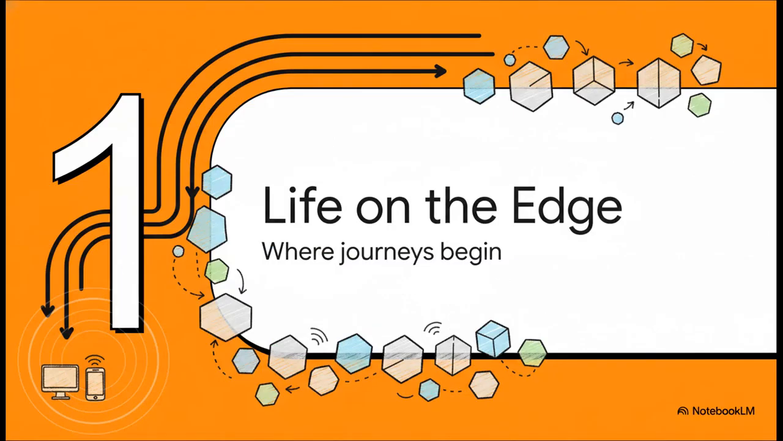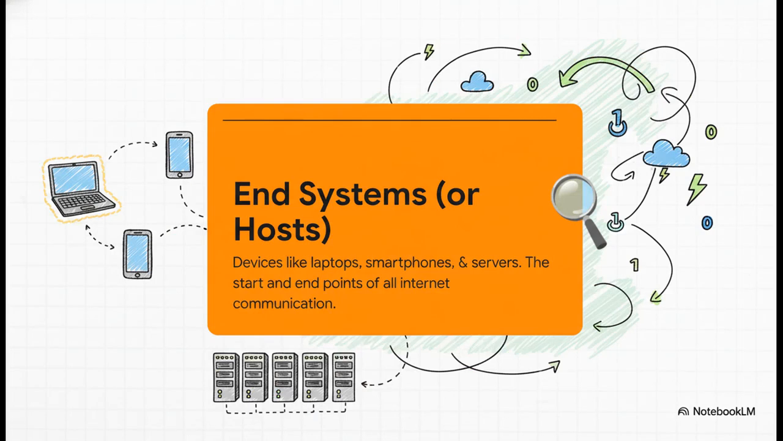So where does a journey like this even begin? Well, like any trip, it has a starting point. And for the internet, that starting point is a place called the network edge. The things that live on this edge are called end systems, or hosts. And this isn't some abstract technical term. It's literally the device you're using to watch this right now. Your laptop, your smartphone, and even the servers that hold all the websites. They're the starting blocks and the finish lines for all online communication.